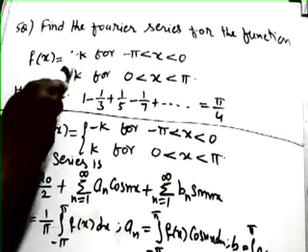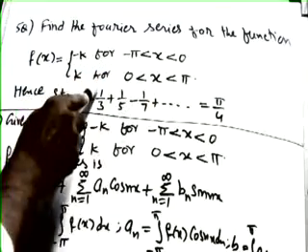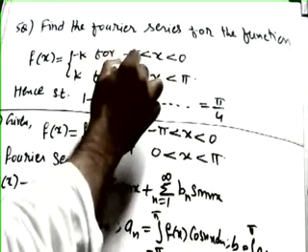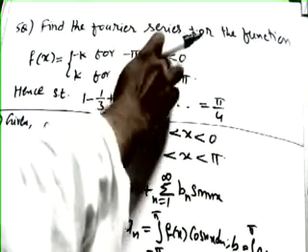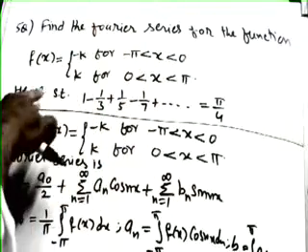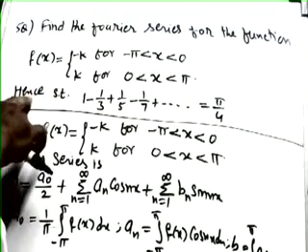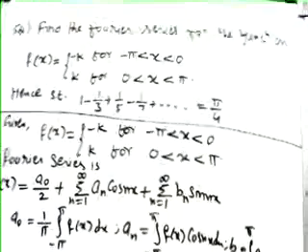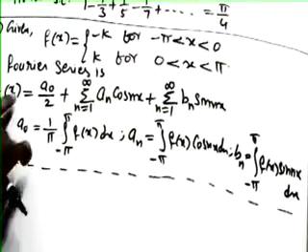Watch here. f of x equals minus k for minus pi less than x less than 0, and its value is k for 0 less than x less than pi. Now see here, this is not defined at 0, this is discontinuous at 0. Let me see that afterwards. Now we have to find the Fourier series of this, so hence we have to show this by using Fourier series.